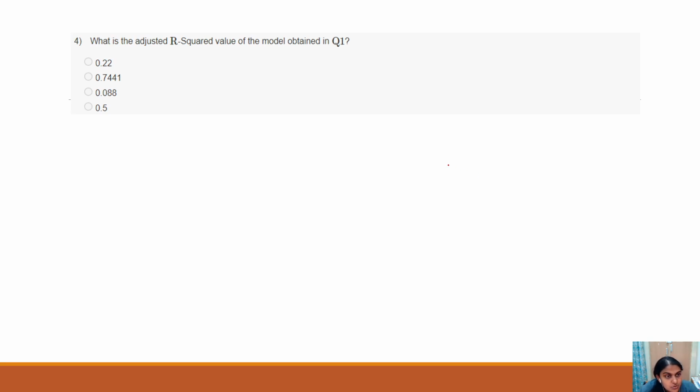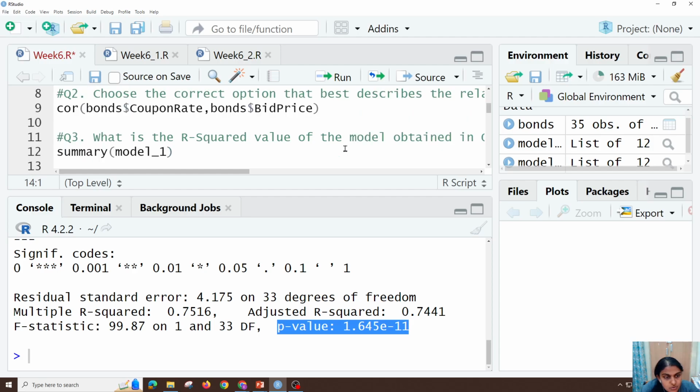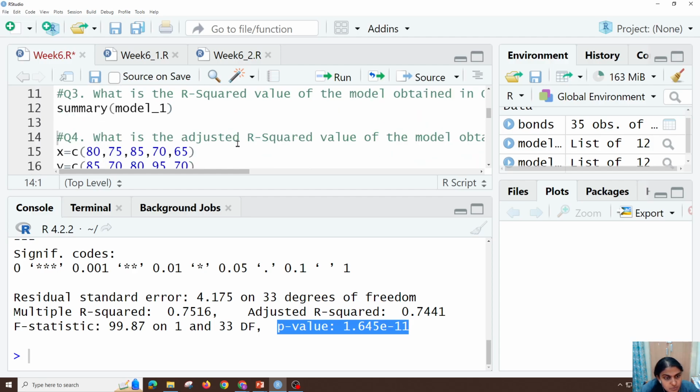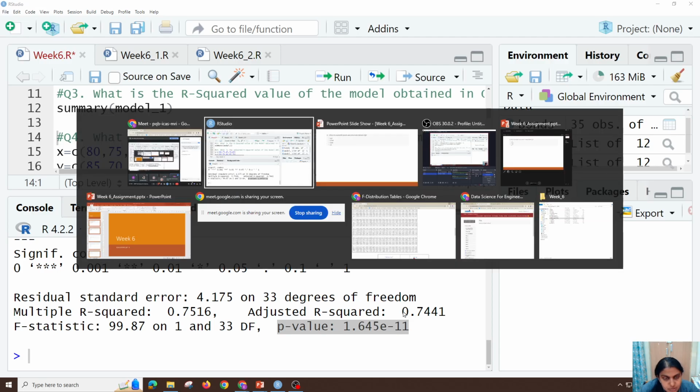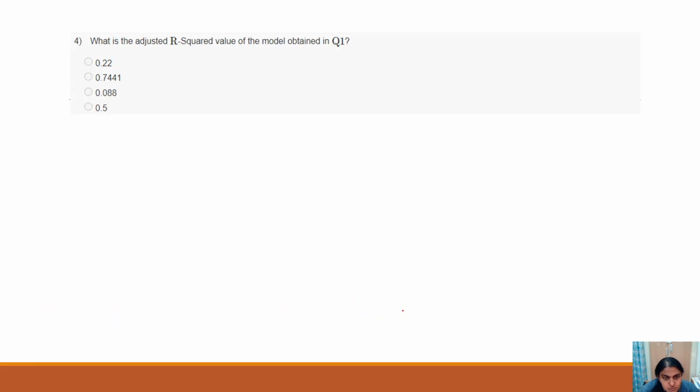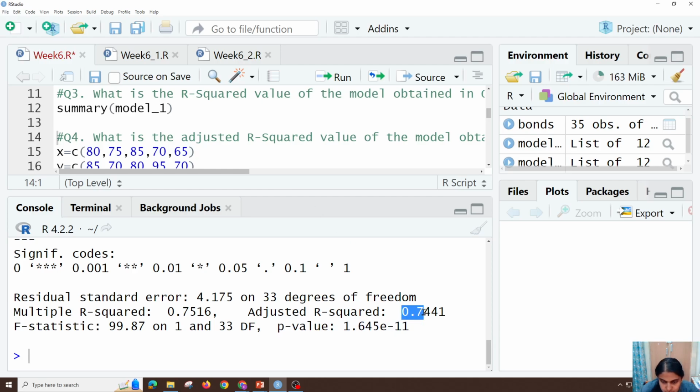Okay, so the adjusted R squared value can also be obtained from the same model. That also we can find from the model. One option is 0.7441, which is available here and has been obtained in this particular answer. So the adjusted R squared value is this one.